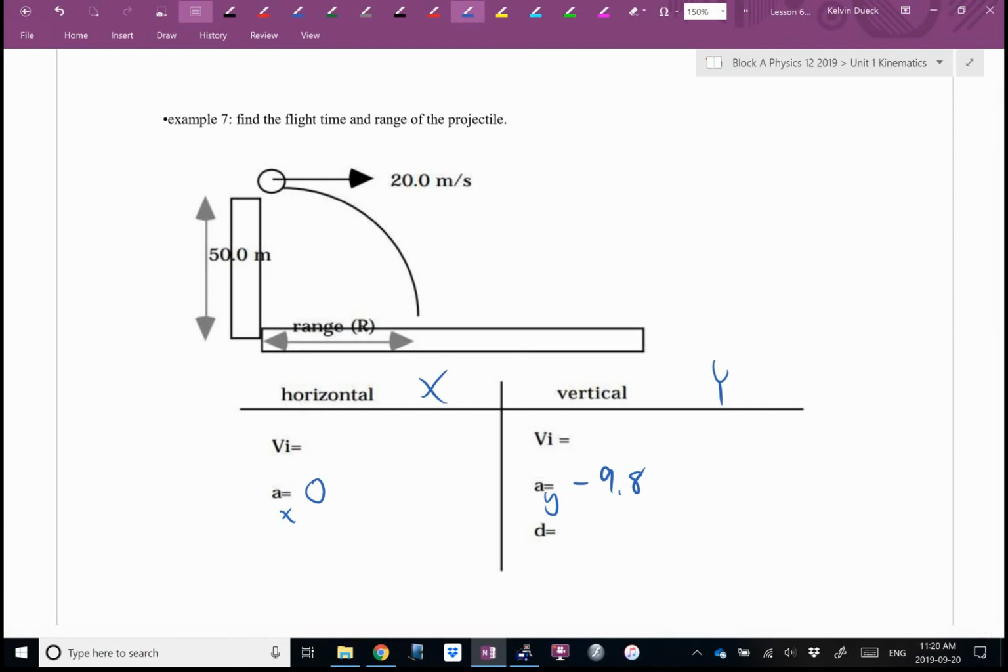So now let's look at the question. It says find the flight time. Let's call that part A, and the range, let's call that part B. Typically, you're going to want to find time. This isn't meant to be a joke, but you're going to spend most of your time finding time. If they give you the time of flight, the question falls apart.